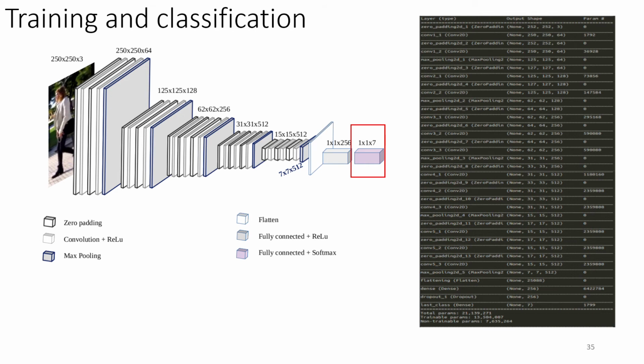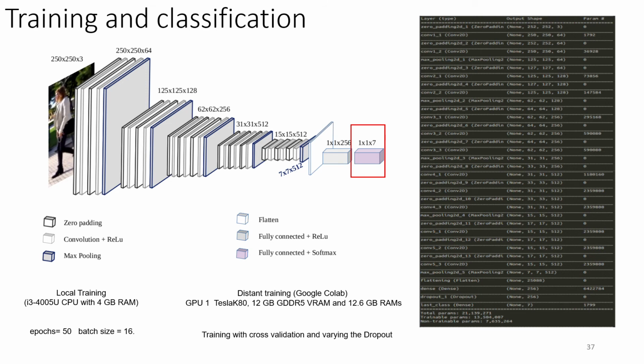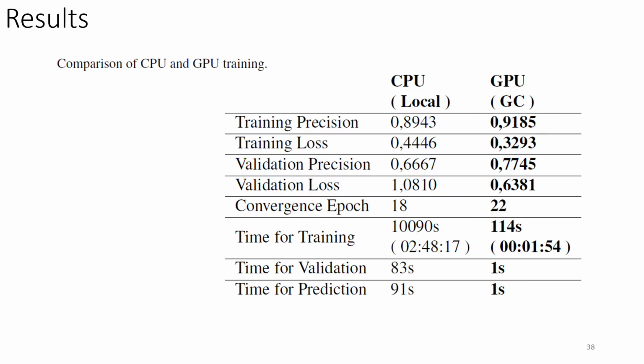We adopt 2 types of training, a local training using our machines and a distant training using Google Colab servers. We choose 50 and 16 for the epochs and batch size respectively, and vary the cross-validation percentages and the dropout to analyze the performance of our network. The first comparison of local versus distant training showed that distant training is able to converge faster than local training. We hence carry on our training remotely.